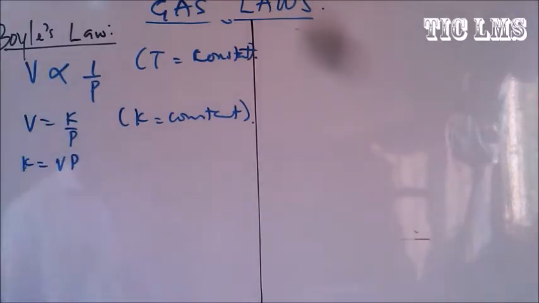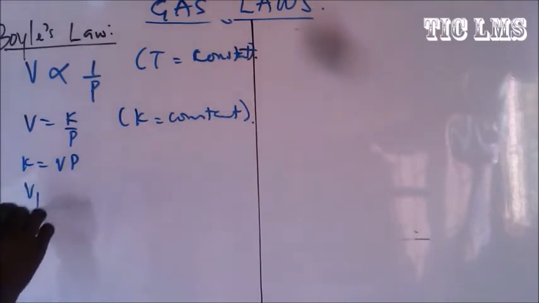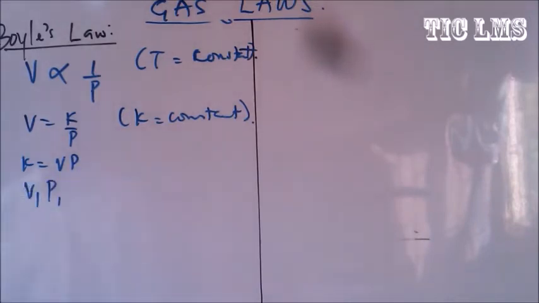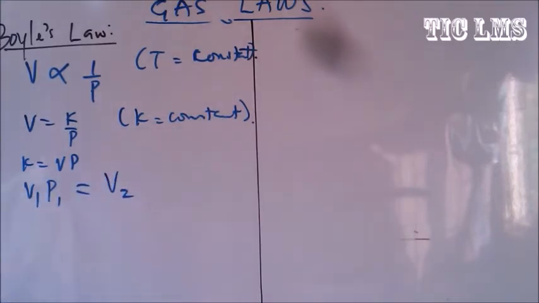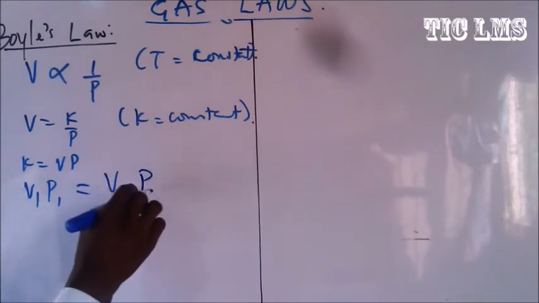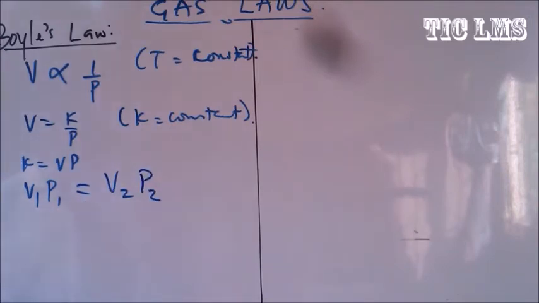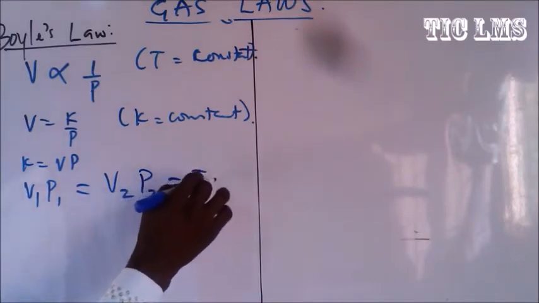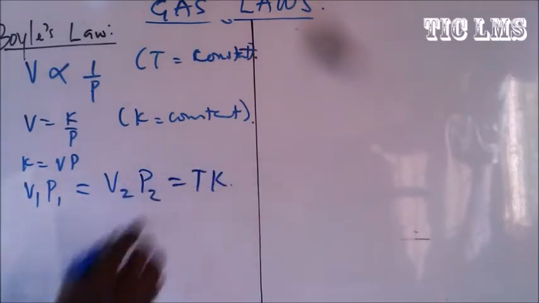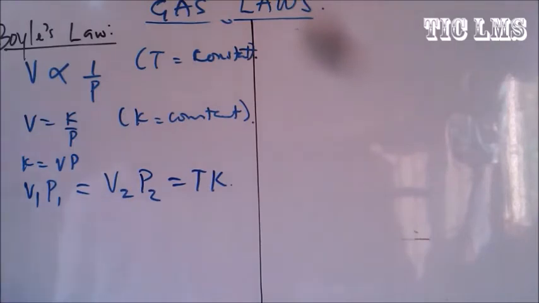When we consider a particular gas which has an initial volume V1 and an initial pressure P1, and then the volume was increased to V2 and the pressure decreases to P2, they are related with this equation, V1P1 equal to V2P2, which is also equal to K, where we say that temperature is constant.